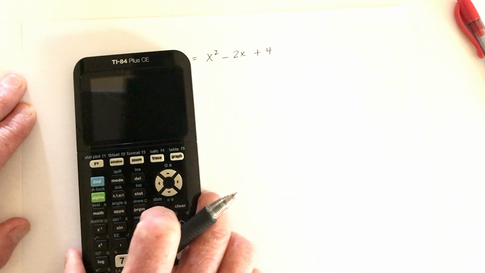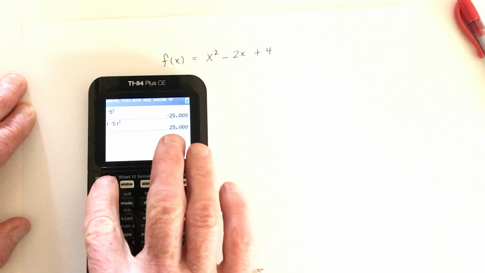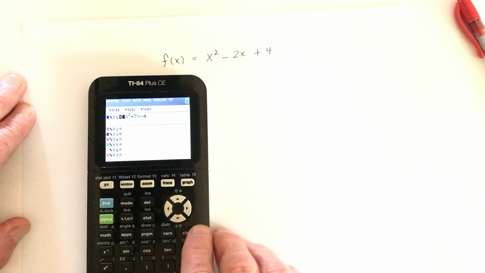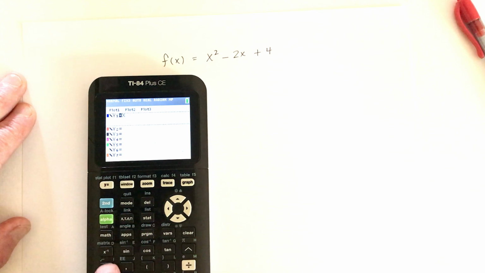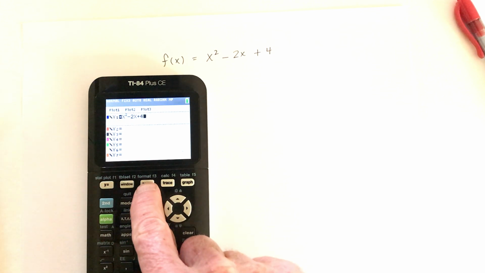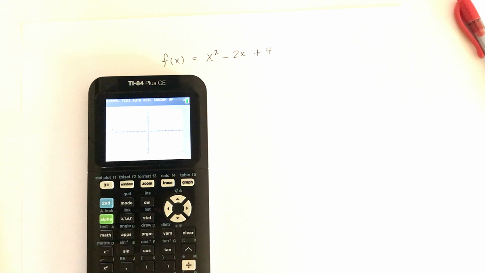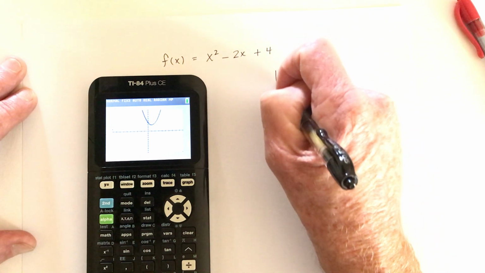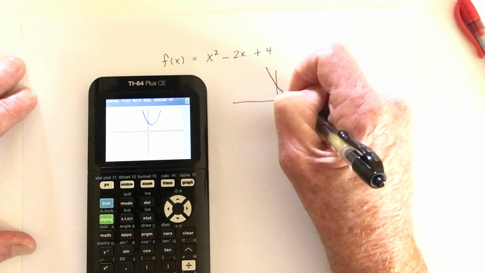If you use the graphing calculator, which I often do, you can go to the y equals and then clear out this old problem and type in the new one. So x squared minus 2x plus 4. And then go to zoom number 6. Zoom standard is a great place to start. And you should see a parabola. And that is the parabola. So it basically looks like this.